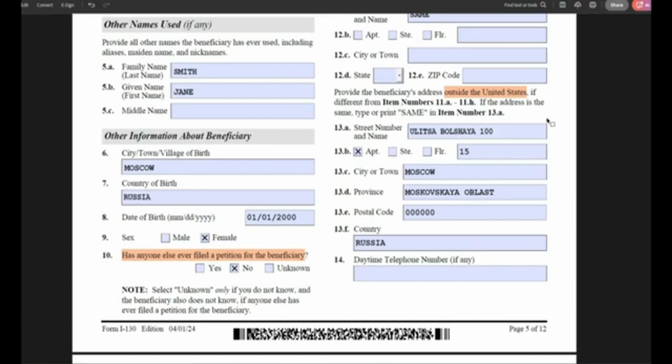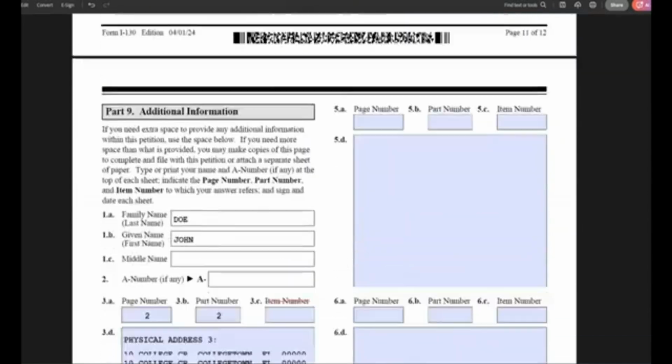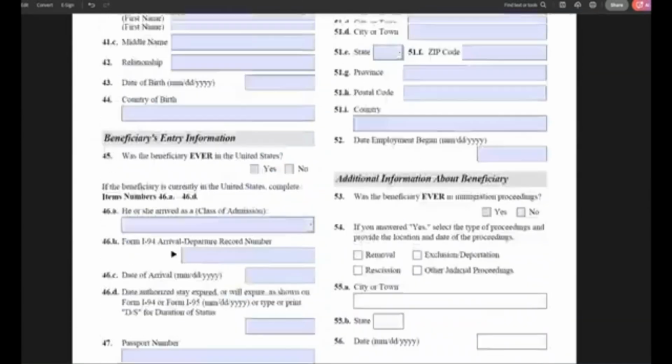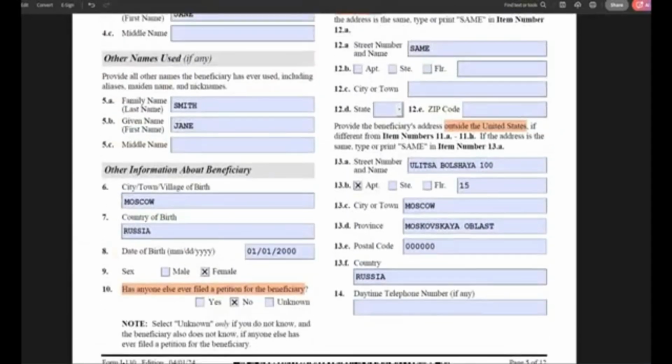And if this foreign address is too big and it doesn't fit on this page, you can either use the last page of this application to clarify what the full address is, or even better in my opinion, after you print this form out, you can neatly, in pen, in small letters, write out this address here.